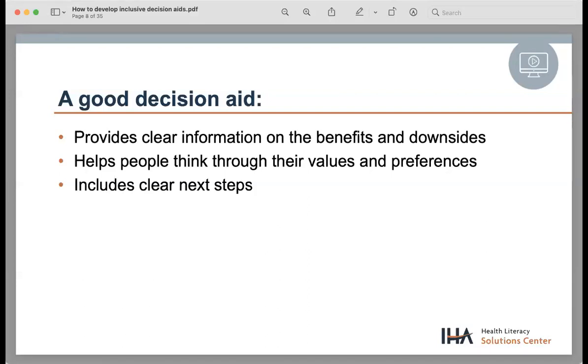So depending on the context of the decision they're making, that might mean going to the doctor to have a conversation about whether genetic testing or diagnostic testing is right for them. Or it might mean talking to their care team about different treatment options, and setting up the next steps to pursue those options, like a surgery, for example. So it's important to give people clear next steps once they've gone through the full decision aid and gotten all the information. Next slide.